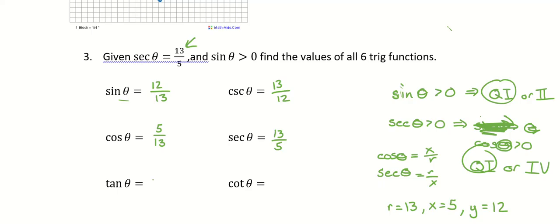Tangent is defined as sine over cosine, or y over x. So it looks like it should be 12 for y and 5 for x. And the cotangent is simply the reciprocal here at 5/12.